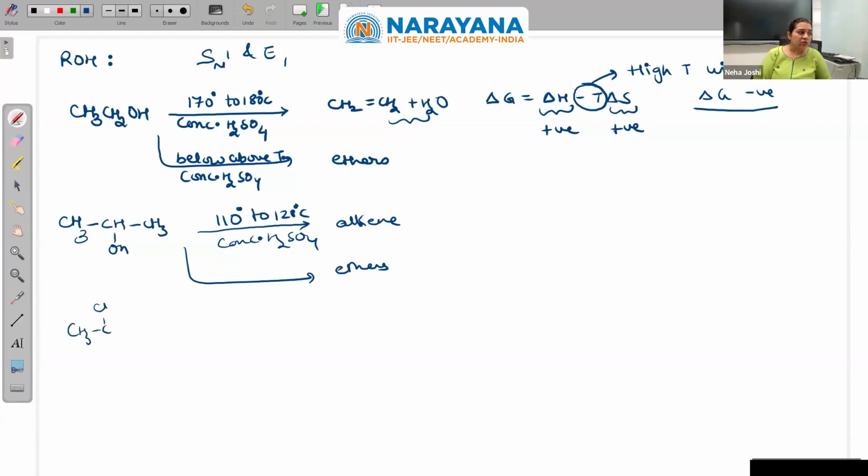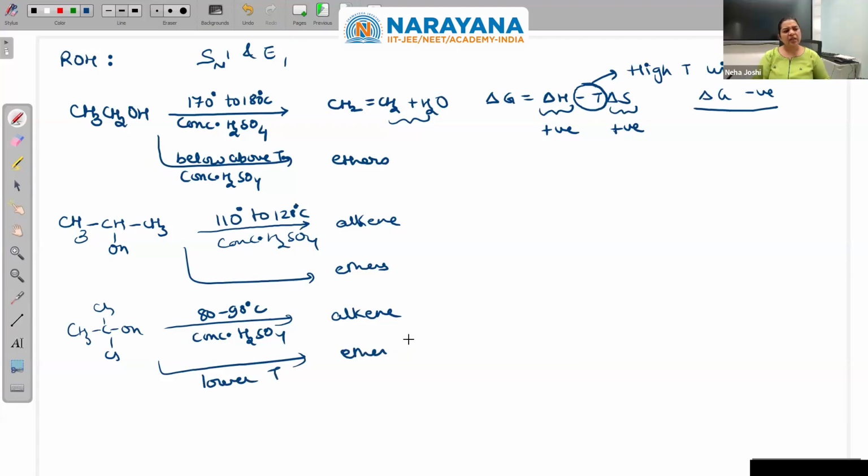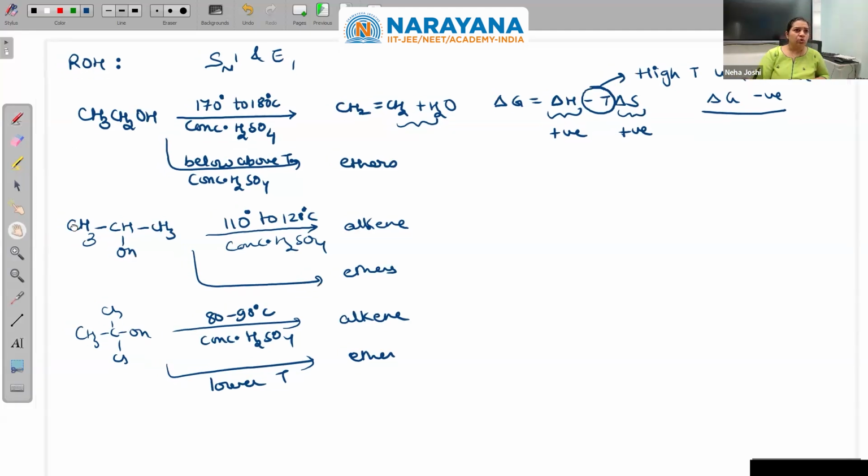When you reach very stable 3-degree alcohols, then even around 70 to 90, I'll write 80 to 90 degrees centigrade zone, you will have alkene, and the concentration of H2SO4 will also be less than what we took above. And at a further lower temperature, I may obtain ether. But as the branching has increased, the possibility of attacking on each other will go on decreasing. So this is how elimination and substitution comparative usually works.